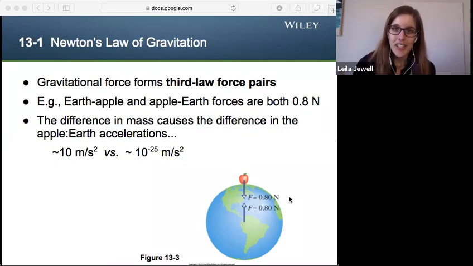The key is that even though the force is the same, there's a very big difference in mass. And so there's a huge difference in their accelerations. So the apple is able to accelerate at about 10 meters per second squared, or 9.8 to be more exact. But the Earth, because it's so massive, if you remember F equals ma, if you have that same force but divide by a huge amount of mass, the acceleration is now 10 to the minus 25 meters per second squared. So that's minuscule.